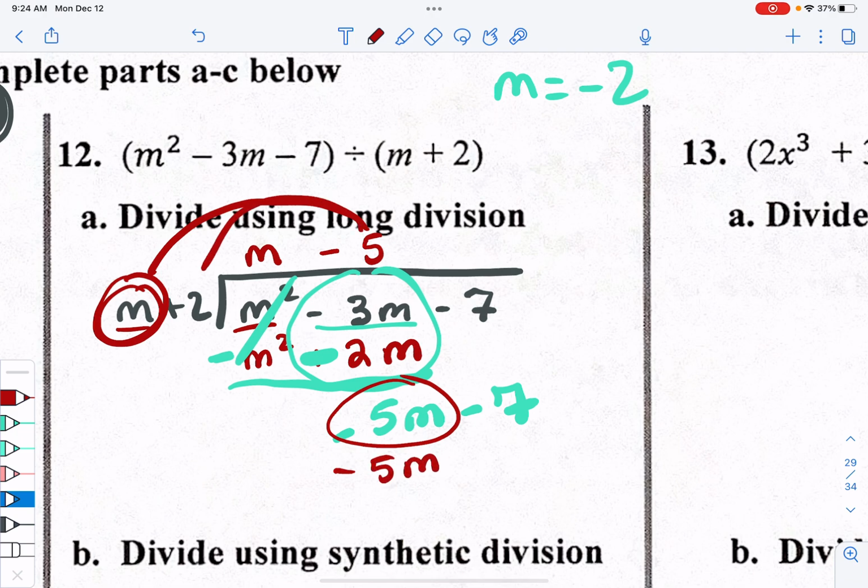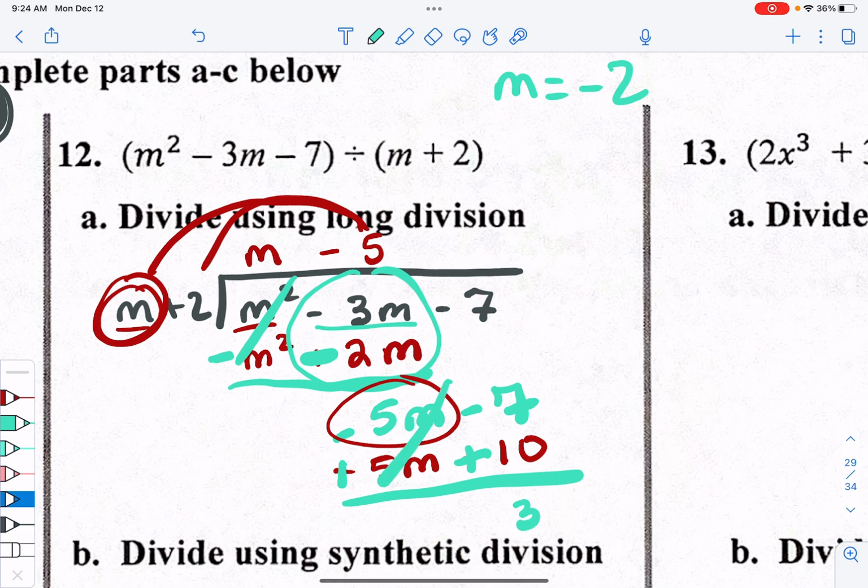Okay, negative 5 times m is negative 5m. And negative 5 times 2 is negative 10. And then I flip my signs. So this becomes plus and this becomes plus. And negative 7 plus 10 is 3. So my remainder is plus 3 over m plus 2. So this is my whole answer right here.